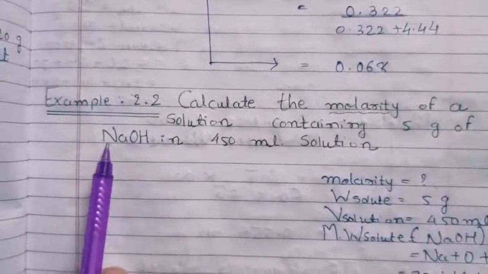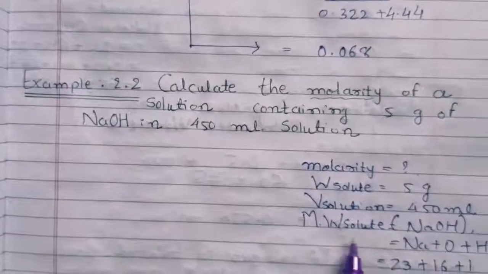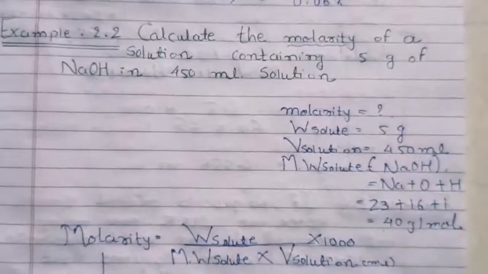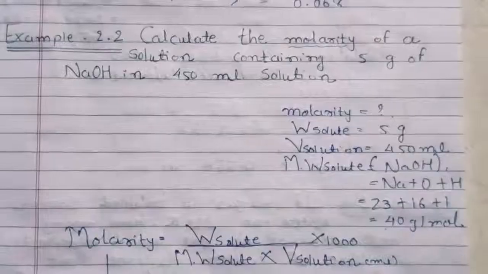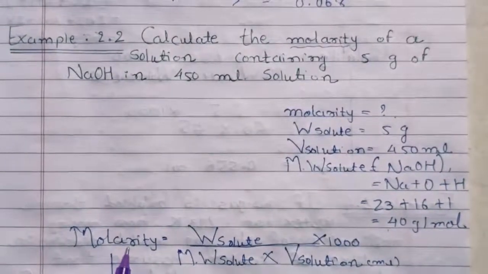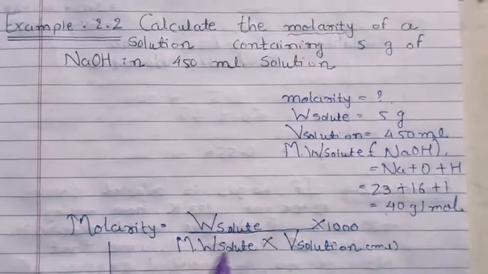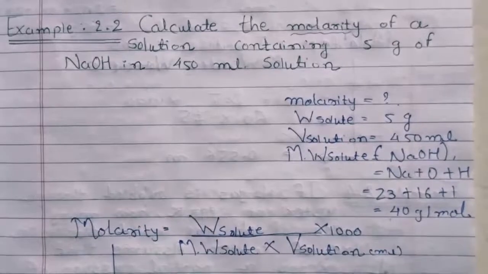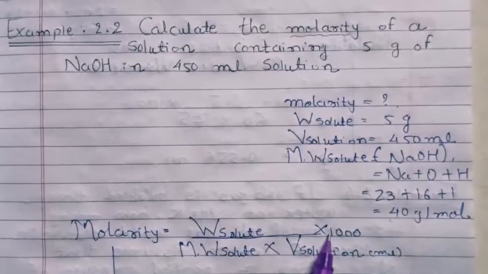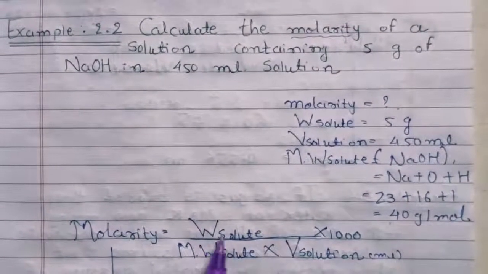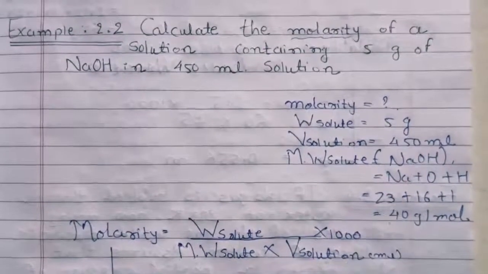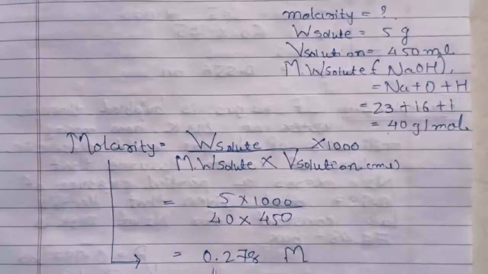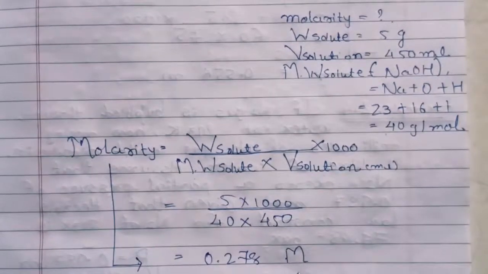We also know the solute, so we can find out the molar mass of that solute, which is 40 gram per mole, right? Now we have to find out molarity, so use the formula: molarity equals mass of solute divided by molar mass of solute into volume of solution in ml, so we have to multiply by 1000. All terms are given, so replace the values, and you will get the molarity of that solution as 0.278 molar, right?